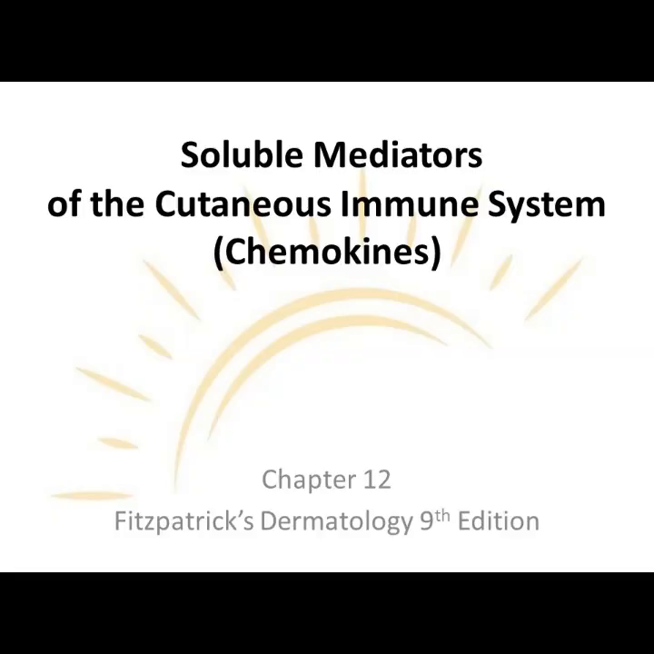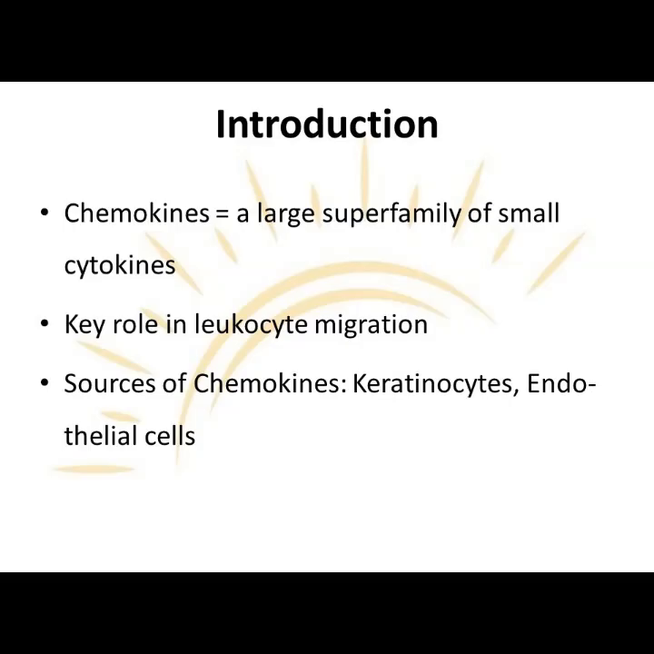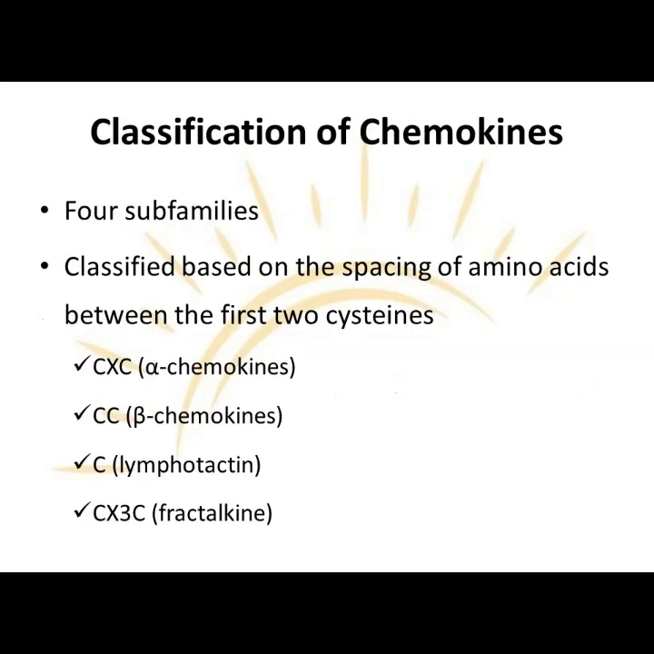Soluble mediators of the cutaneous immune system. Chemokines. Introduction. Chemokines are a large superfamily of small cytokines. They play a key role in leukocyte migration. Their classification is based on the spacing of amino acids between the first two cysteines, and they are grouped into 4 subfamilies: CXC alpha chemokines, CC beta chemokines, C lymphotactin, and CX3C fractalkine.